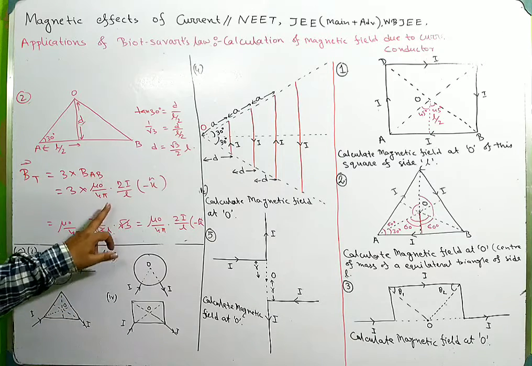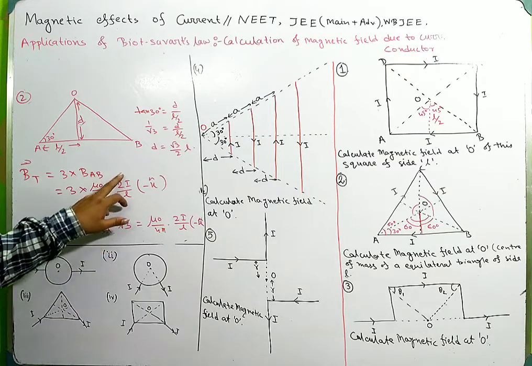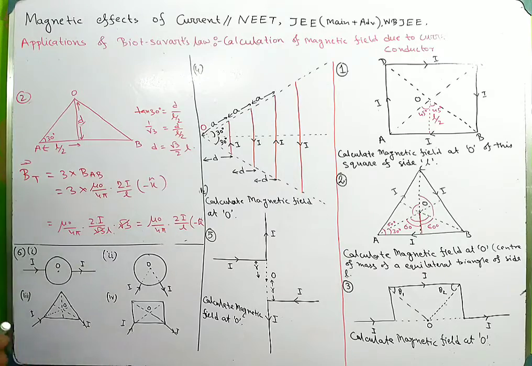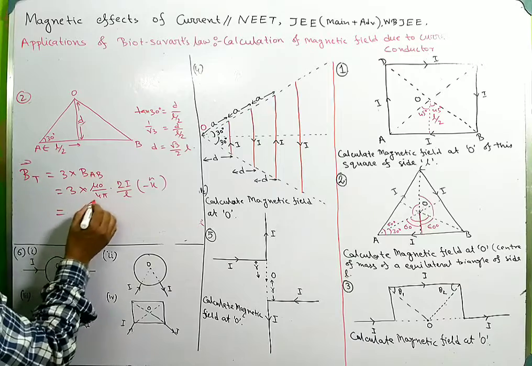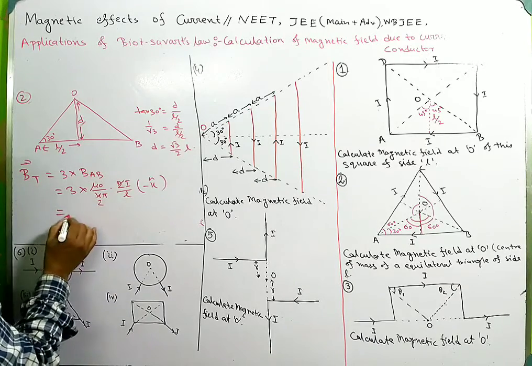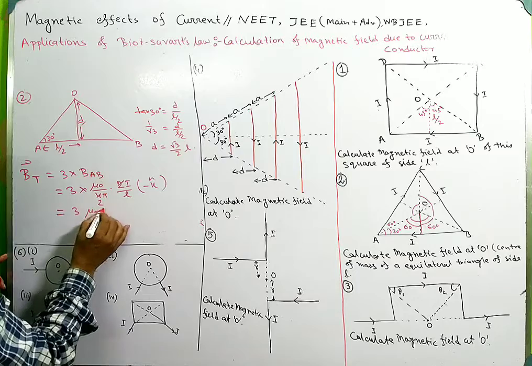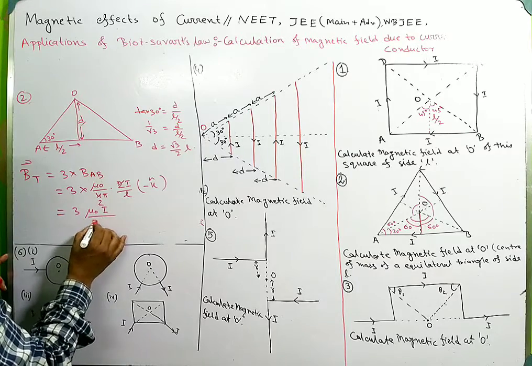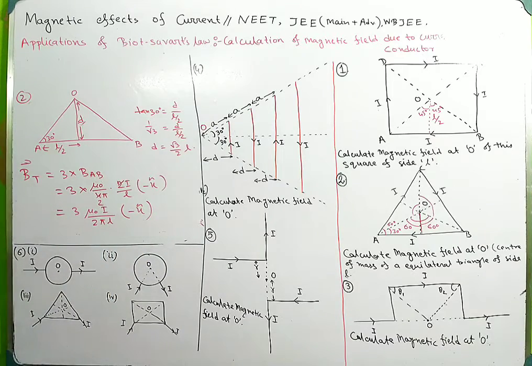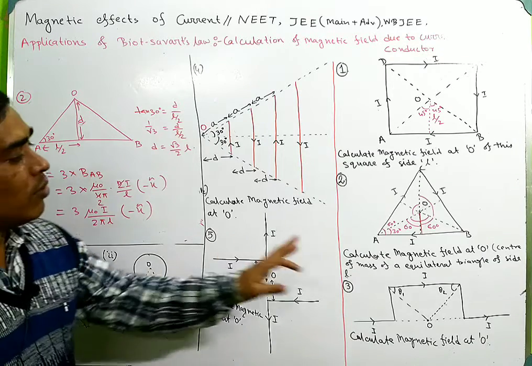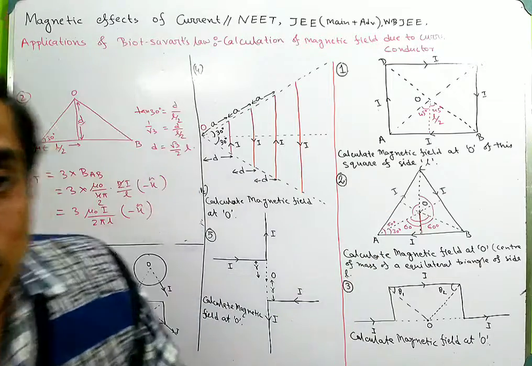So you can write that this is 2, this is 2, so 2 cancels out, so it is 3 mu 0 I by 2 pi L, minus k cap. This is the equation for the solution of problem number 2.